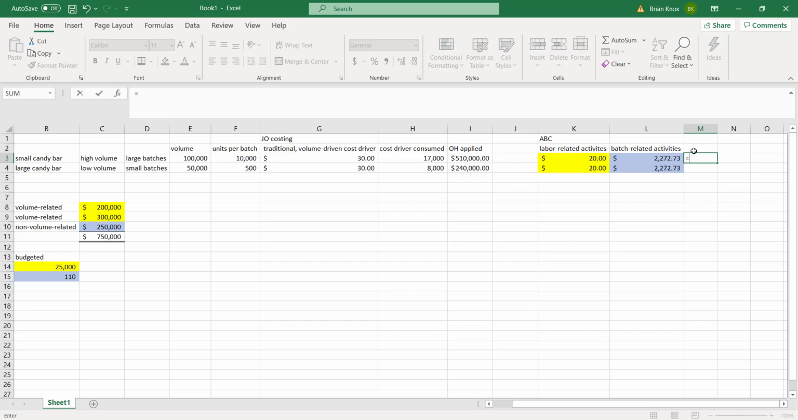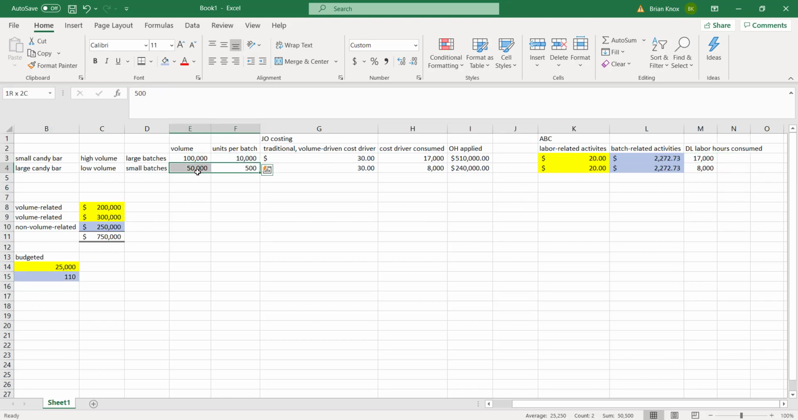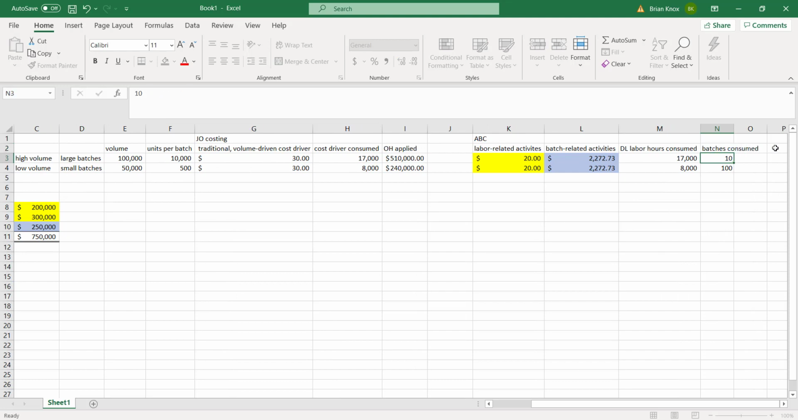We have our expected. We need to have. We have DL labor hours consumed. We're going to go ahead and just copy that over. And now we have to split up this 110 expected here. I believe that's 10 from here and 100 from here. So we have 10 expected batches right here and 100 expected batches right here. Batches consumed for consistency. Okay, now we get to multiply each of these.